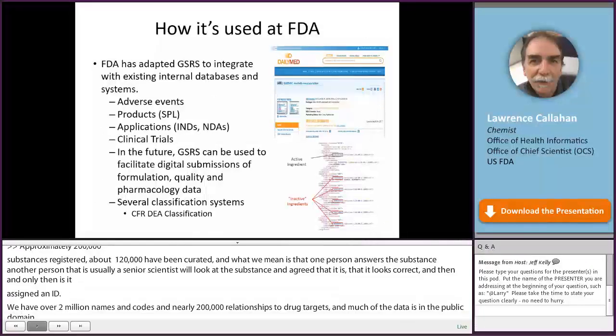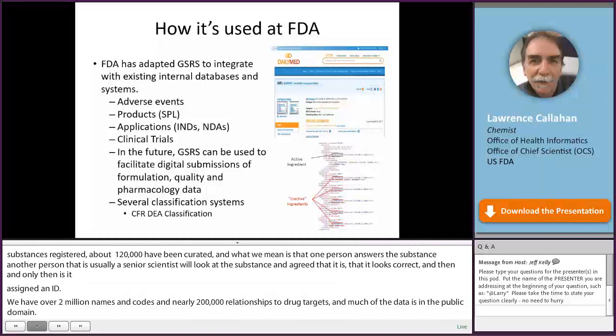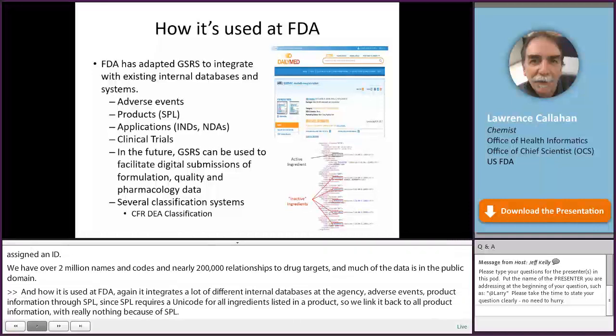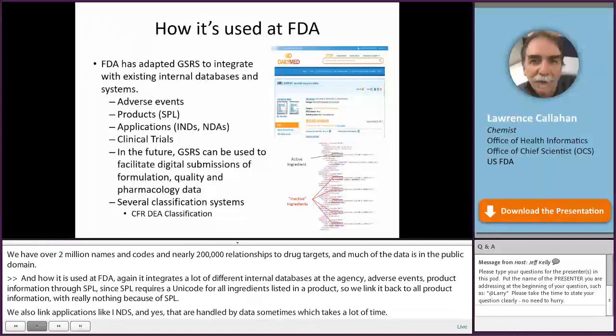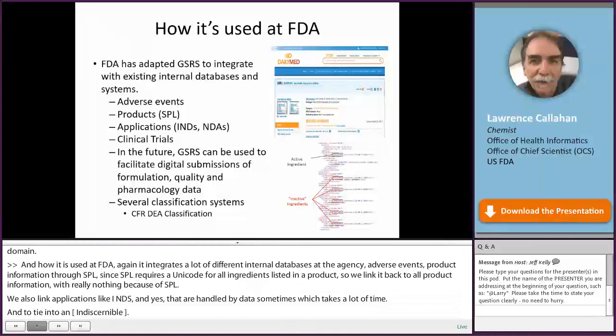And how it's used at FDA, again, it integrates a lot of different internal databases at the agency. The adverse events, we get product information through SPL, since SPL requires a Unicode for all the ingredients listed in a product. So we basically link to all the product information for really nothing because of SPL. We also link to applications and NDAs and INDs where we actually enter that data by hand oftentimes, which takes a lot of time, and to tie it to an IND and an NDA or BLA. And then we also by hand tie it to clinical trials oftentimes if we see a clinical trial.